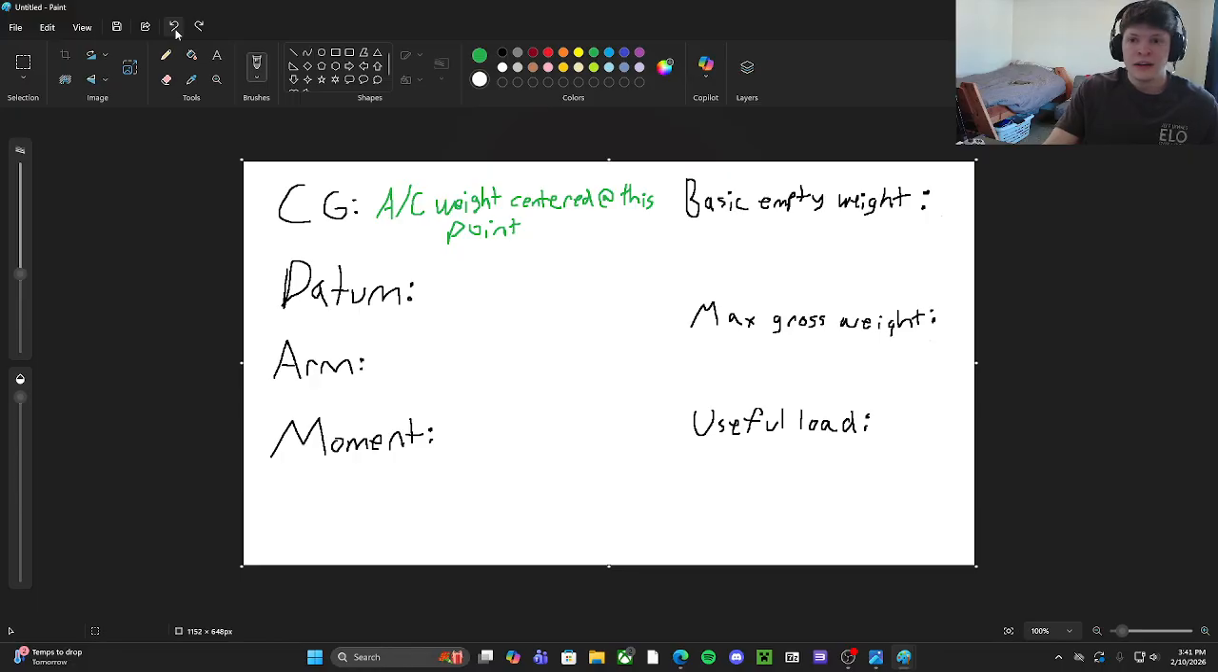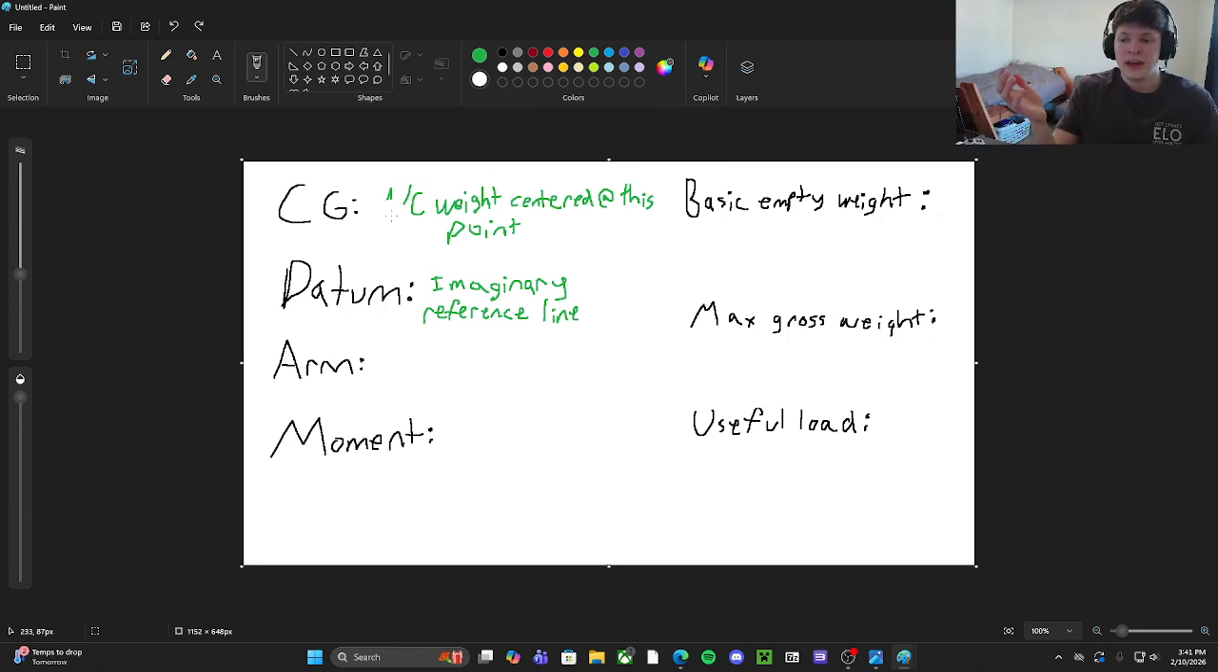Next, we have datum. A datum is just an imaginary reference line when we're doing the paper weight and balance that I just showed you earlier, and calculating all those numbers. This datum is just this imaginary line from which we get our reference numbers. As far as lengths from one point to the next, that is where we get our information from, this imaginary reference line, or the datum.